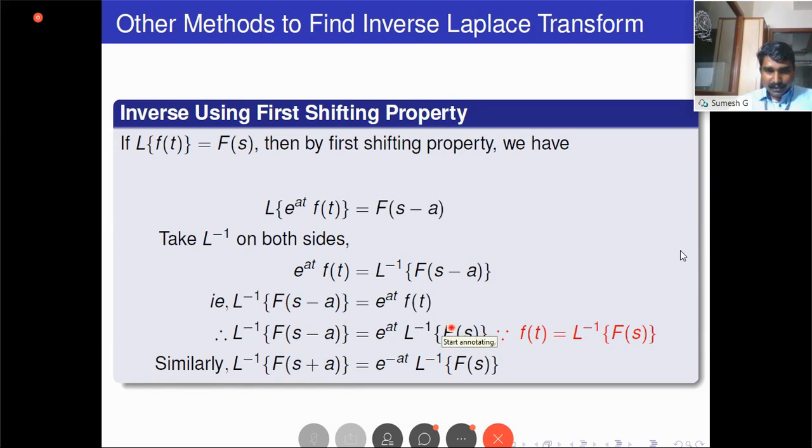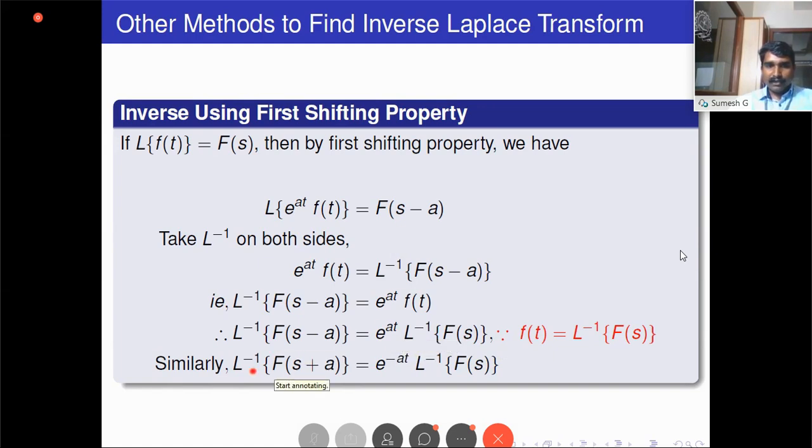Again consider the expression L inverse of f of s minus a, which is equal to e raised to at into L inverse of f of s. On the left side, there is a minus a. To eliminate the effect of minus a, we have to multiply L inverse of f of s by e raised to at.